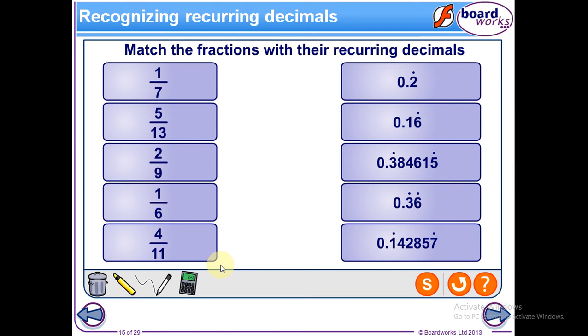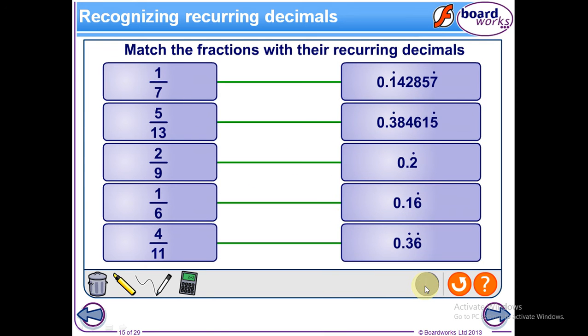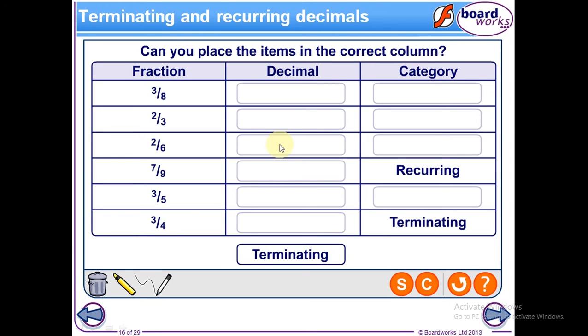Now here we have to match the fraction with our recurring decimal. Guys, you have to use a calculator to complete this. Just go ahead and press 1 out of 7. Because of our time, I'm going to check. Use the calculator, 1 out of 7 gives you this answer, and so on. So we're going to learn how to convert a fraction to an equivalent decimal, and that is a big deal, guys. Now, can you place the items in the correct column?